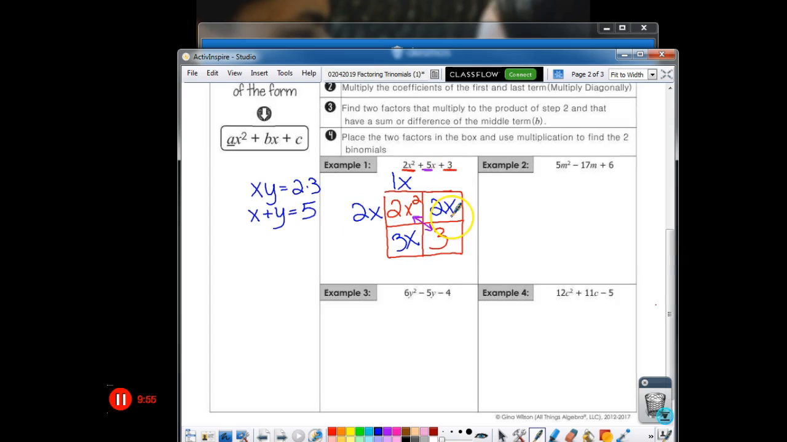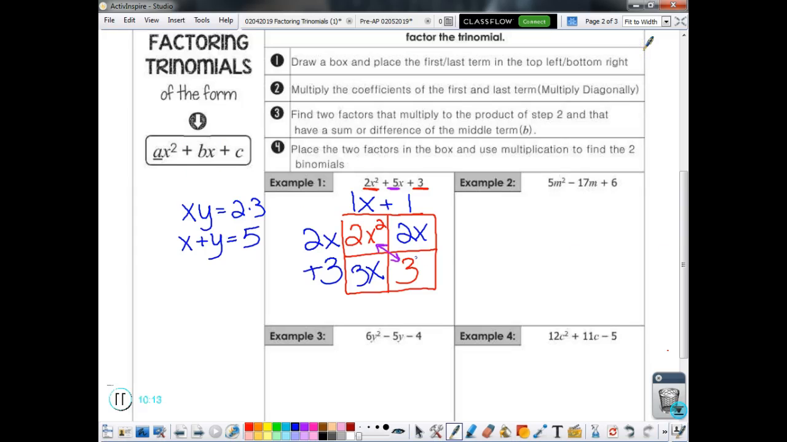Because what times 2x would give me 2x? 1, right? 1 times 2x gives me 2x. What times 1x gives me 3x? 3. 1x times 3 gives me 3x. And then again, you check it. 3 times 1 gives me 3.